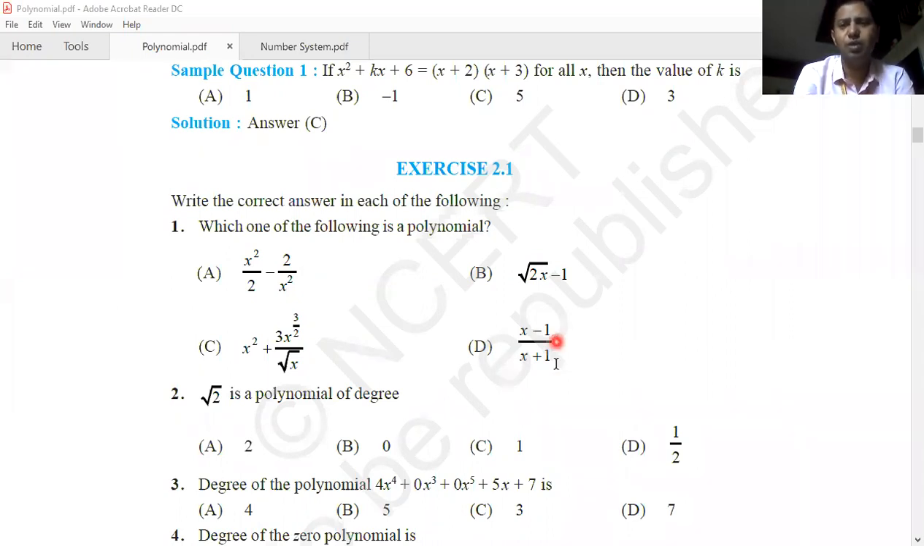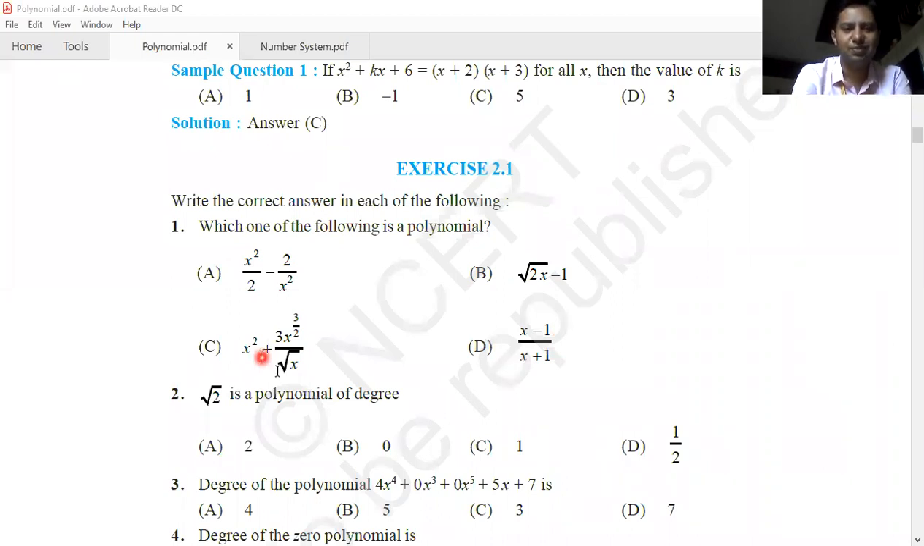X minus 1 upon x plus 1. Here also the denominator is x plus 1, that is the variable in denominator. This is also not the polynomial, because the denominator is having a variable. And if I take this variable to numerator, the power will become negative. And the last one, that is C, the leftover is the answer.